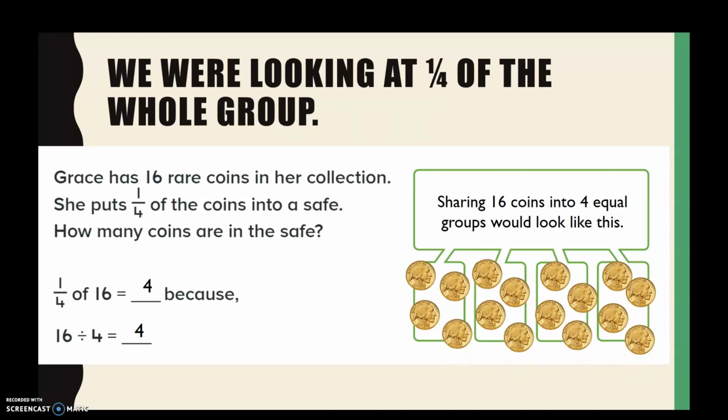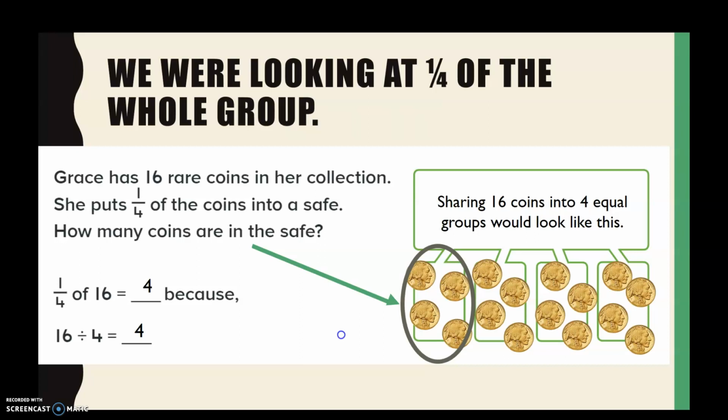And we said, okay, so how many would be in 1/4? That's one group out of the 4 that we were able to make, and we would get 4. So 1/4 of 16 is 4, because we're taking our total of 16 and dividing it into 4 equal groups. We're taking a part of something, so we're using division: 16 divided by 4, because the denominator tells us how many groups we want to break it into. So 16 broken into 4 equal groups leaves us with 4 coins in each group. How many coins did Grace have in her safe? She had 1/4 of them.